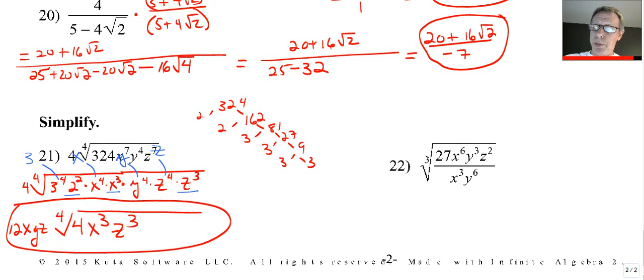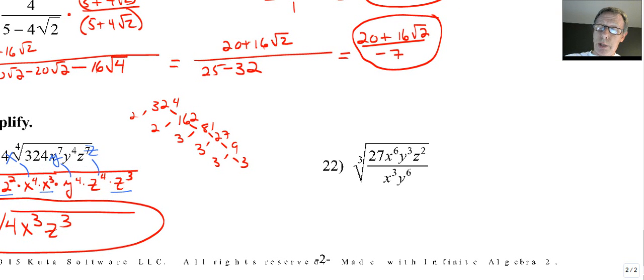Okay, this last one is a bit challenging, so let's go ahead and see what we have. Let's simplify inside the radical first, so that would be the cube root. And I have 27, that's not going anywhere. But I have x to the 6th over x cubed. Well, that's x cubed in the numerator position. I have a y cubed and a y to the 6th. That would be 6 minus 3. So I would have y cubed in the denominator position. And then I have z squared as a numerator.